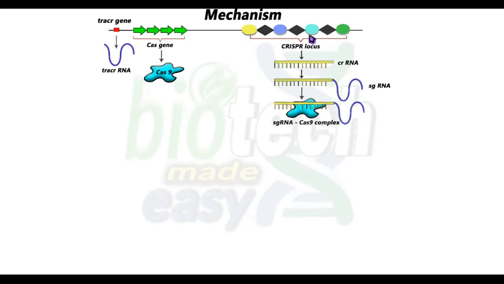Now here you can see from this CRISPR locus the crRNA is formed. This single-stranded crRNA is complementary to the bacteriophage, and this crRNA actually gives rise to single guide RNA. Guide RNA now gets attached to the Cas9 protein. Here you can see the complex is formed, and this complex is now known as sgRNA Cas9 complex.